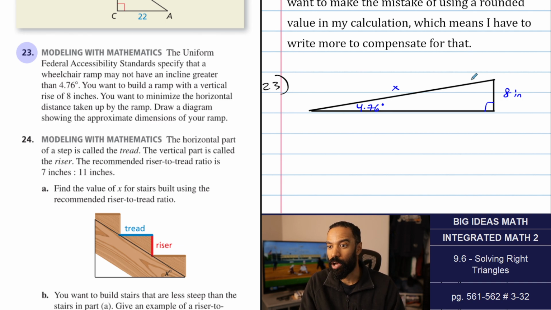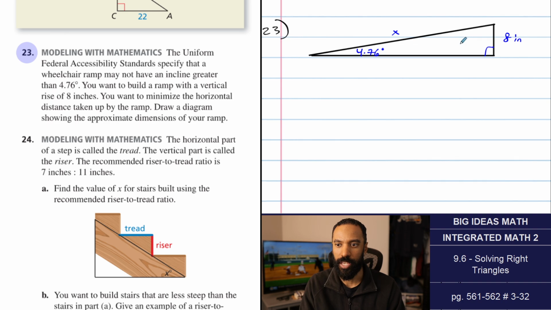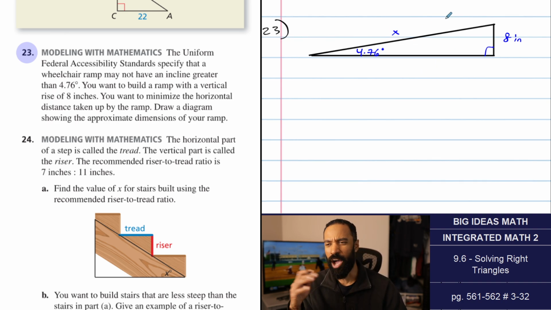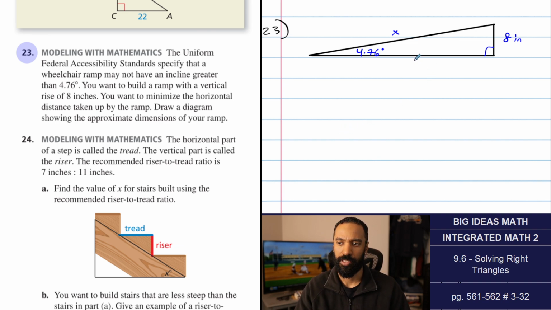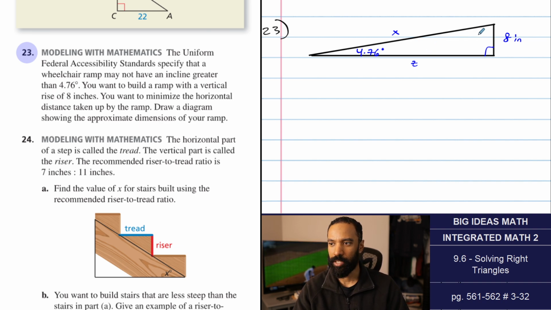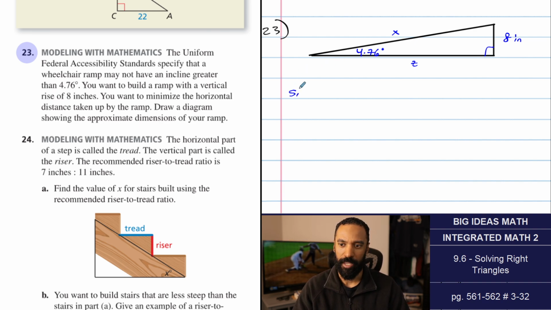Draw a diagram showing the approximate dimensions of your ramp. Oh, so we still have to solve it all. We still have to find out every little part to this. I thought they just meant set up what you want to find there. So here's the unknown. But I think all dimensions are still needed. So let's just call that X. Let's call this Z. I don't know, just because. And let's also find this angle measure at the very end. So let's start by finding that X, because that's the whole minimizing thing we wanted to begin with.